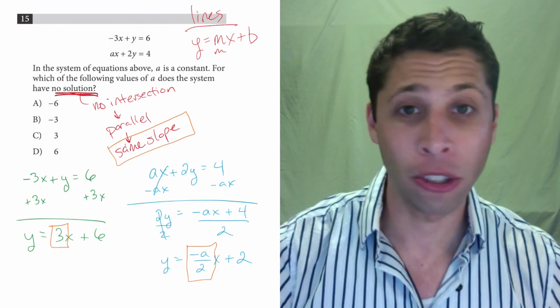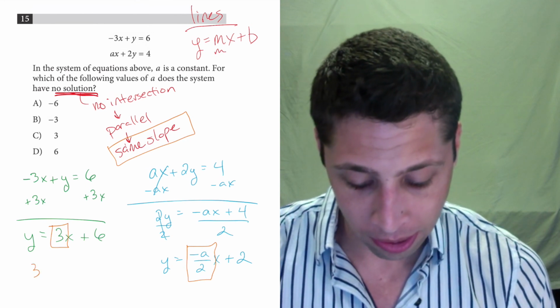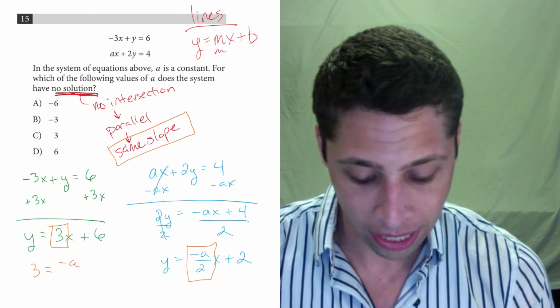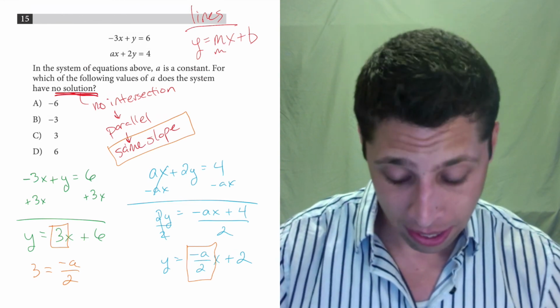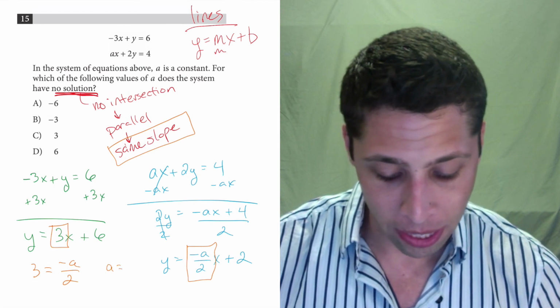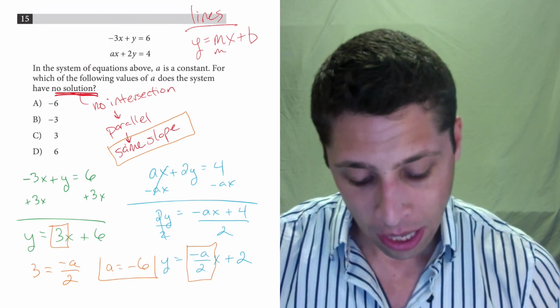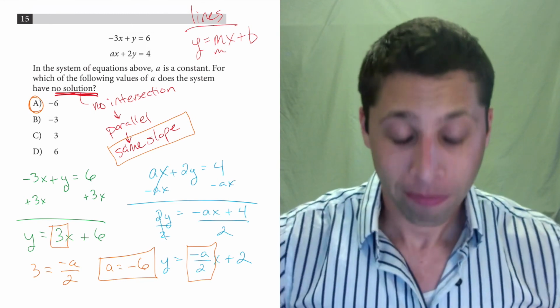Well, in math, how do we show that things are the same? An equal sign. So really what we're doing here is 3 is equal to negative a over 2. And then we just solve for a. We multiply by 2, get rid of that negative. A is going to be negative 6. And that is an answer. And that is the answer.